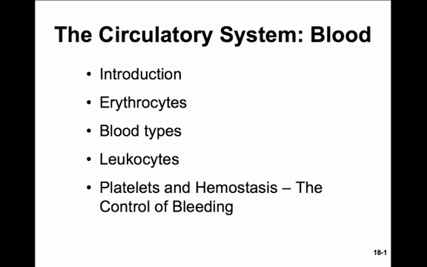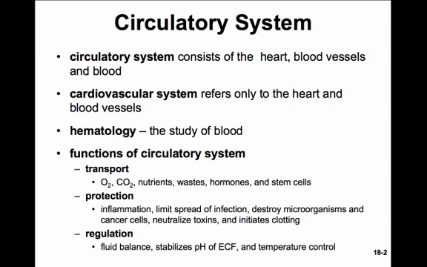So we begin this semester with a tour through the circulatory system. Over the next 3 chapters, we'll cover blood itself, the heart, and then blood vessels and circulation. But in this chapter concerning blood, we'll look at the different types of erythrocytes, blood types, the different types of leukocytes, and then the platelets and how they're involved in homeostasis and the control of bleeding.